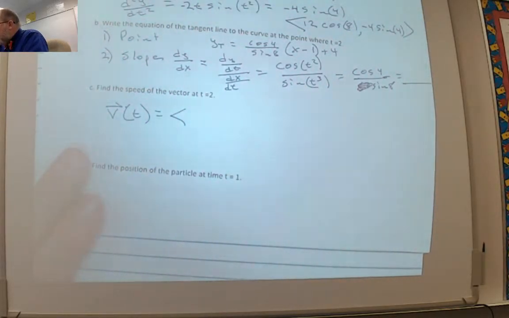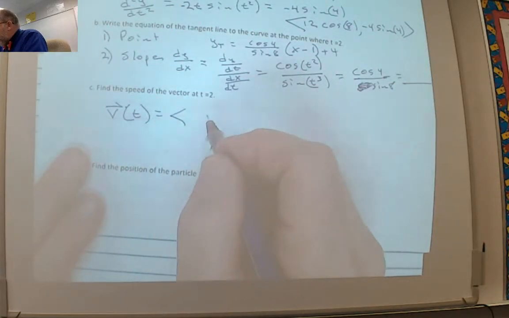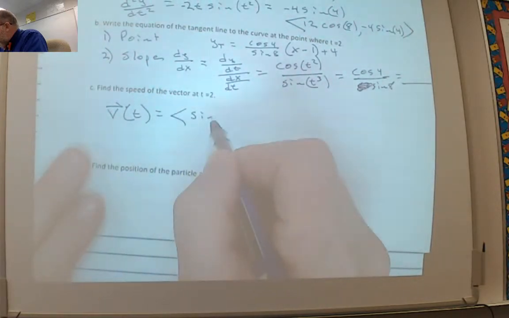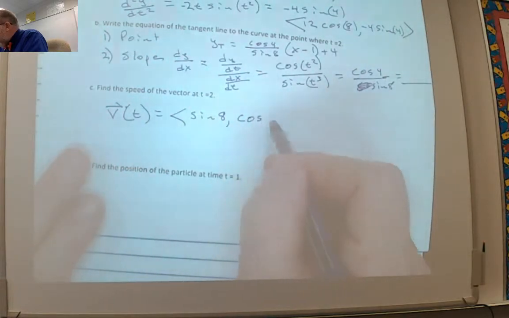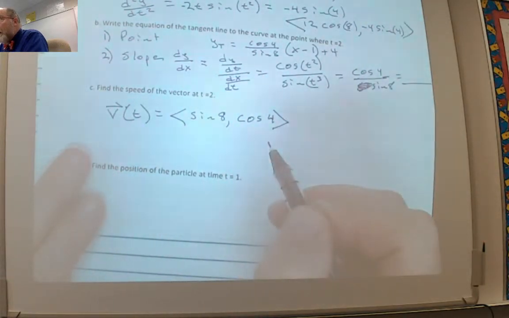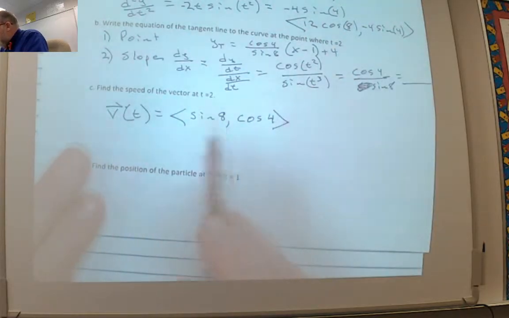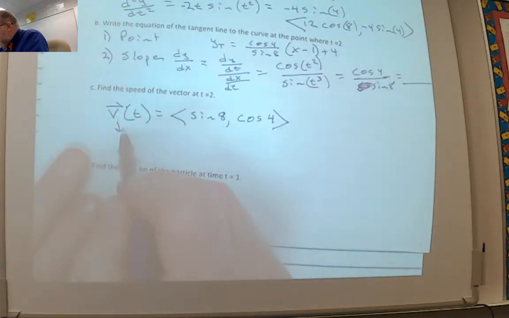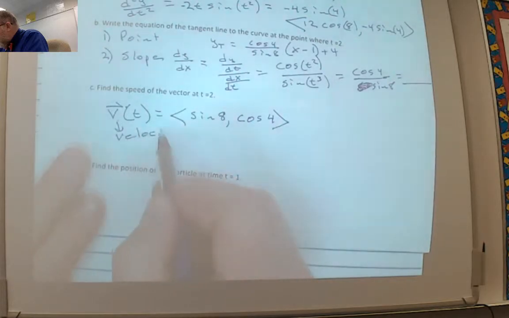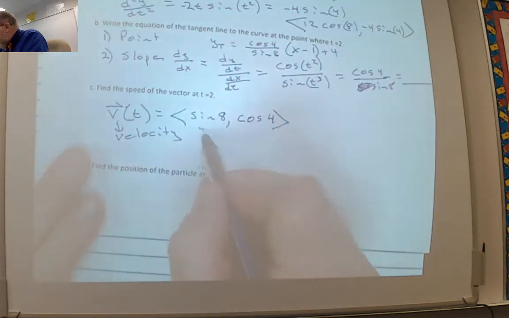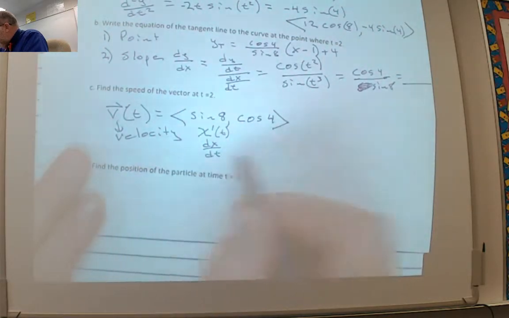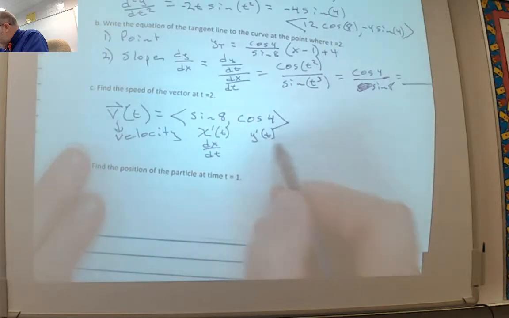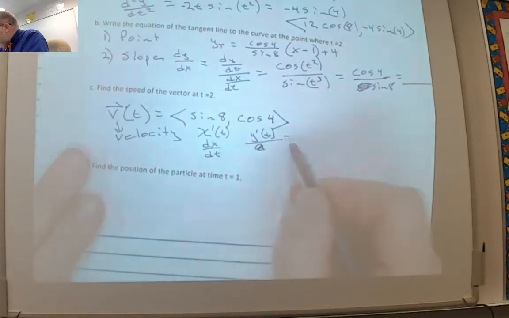Okay, what are the two equations? Sine of t cubed and the cosine of t squared. So the sine of 8, would you agree? And the cosine of 4? Correct? Because if this is the velocity, this needs to be x prime of t, or dx dt, and this needs to be y prime of t, or dy dt.